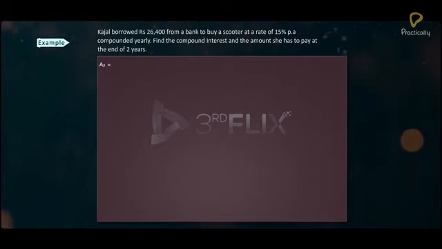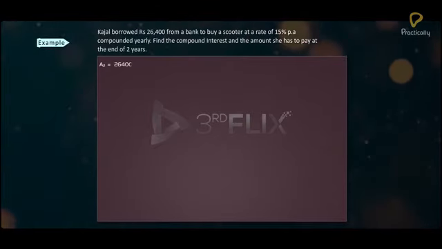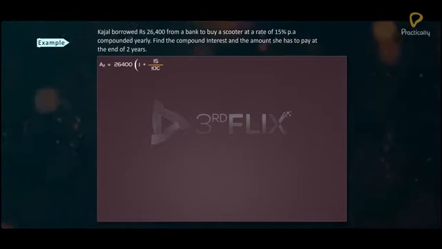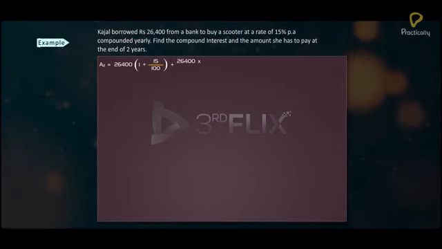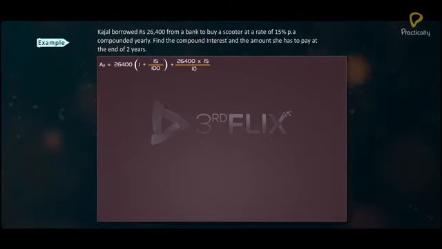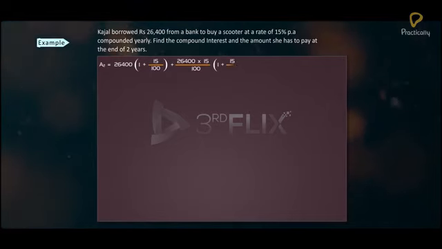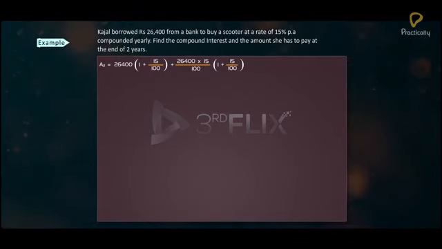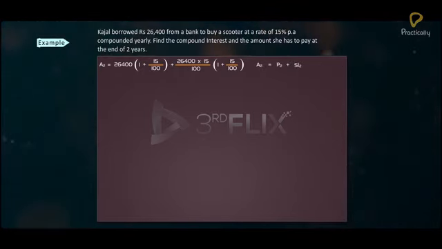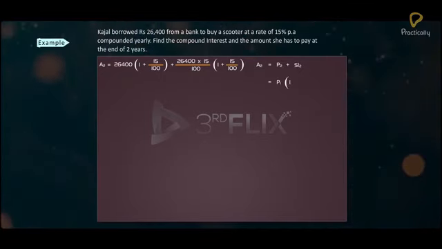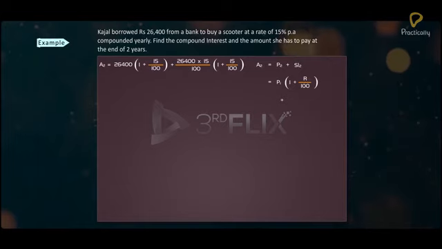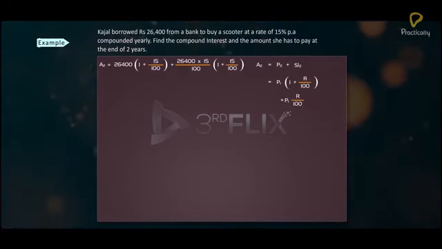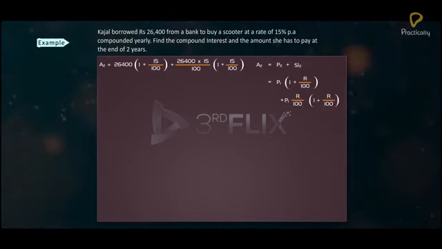A2 is equal to 26,400 into (1 plus 15 by 100) plus 26,400 into 15 by 100 into (1 plus 15 by 100). That is, A2 is equal to P2 plus SI2, which is equal to P1 into (1 plus R by 100) plus P1R by 100 into (1 plus R by 100).